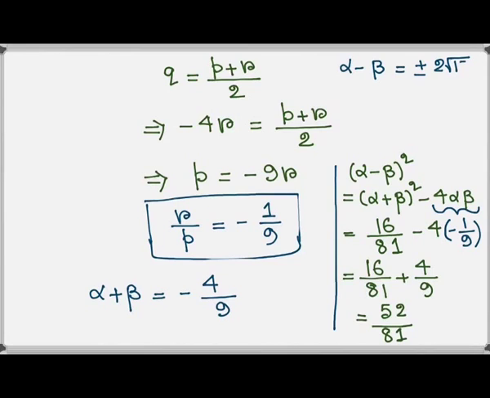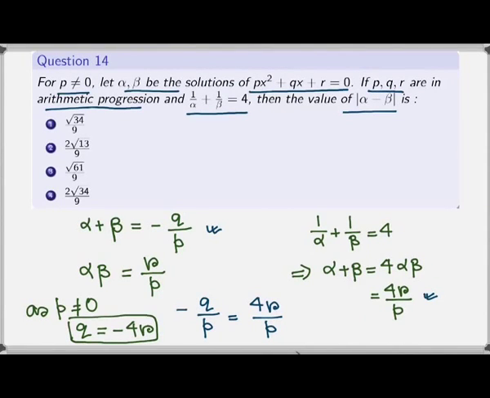So therefore we get alpha minus beta is equal to plus minus 2 square root of 13 divided by 9. That means modulus of alpha minus beta is equal to 2 square root of 13 divided by 9, and so we see that the second option is correct.